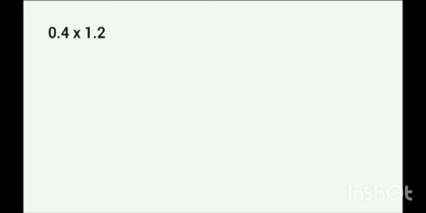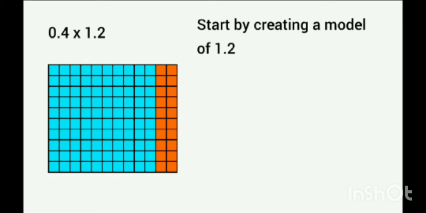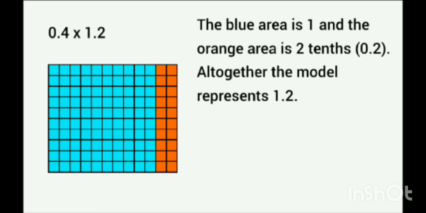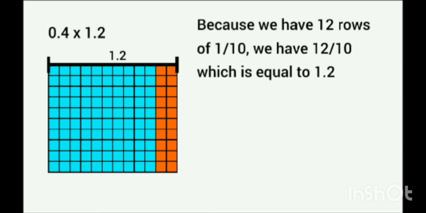Okay, let's multiply 0 and 4 tenths by 1 and 2 tenths. So we're going to start by creating a model that represents 1 and 2 tenths. So we're going to let that represent the width of our figure. The blue area represents 1 whole, and the orange area represents 2 tenths. Now, taking a look at only the edge that represents the width, that width is a distance of 1 and 2 tenths.